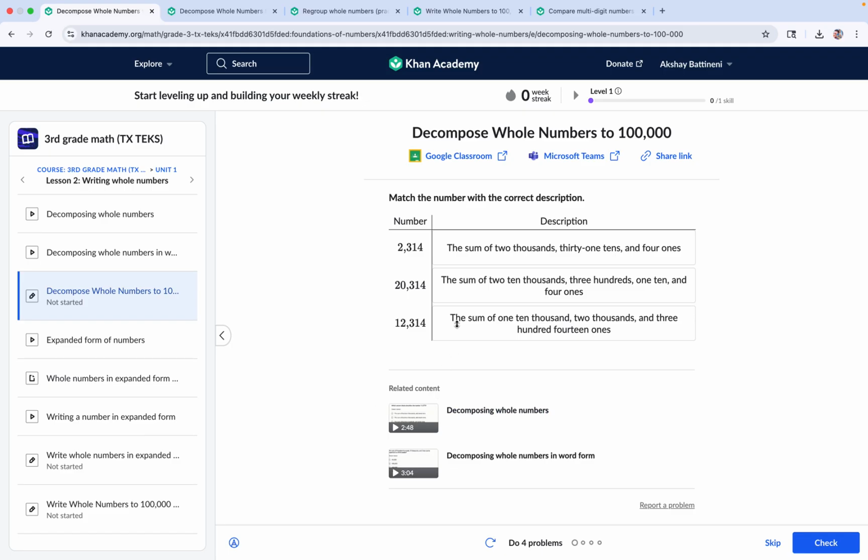Okay, and then we already know this one's correct, but let's just go over it. 12,314 means this is the 10,000s place, this is the thousands place, this is the hundreds place, this is the tens place, and the ones place. So we say the sum of 1 10,000, that's correct, we have 1 10,000. 2 thousands, there's 2 thousands. 300s, we have 300s. And 14 ones. Instead of just saying 10 and 4 ones, I just said 14 ones, okay? So that's how we know this is correct.